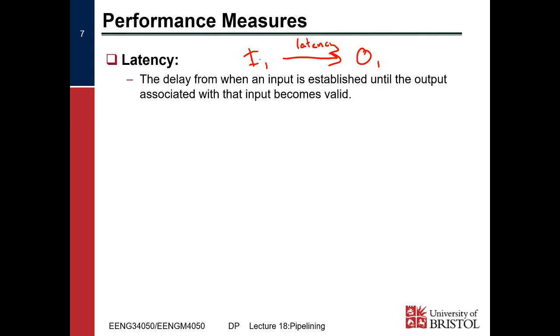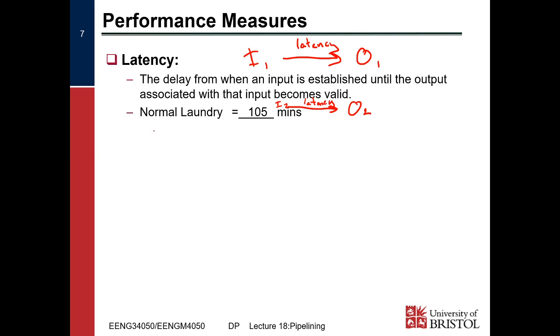So we give it an input, I1. After the latency, it'll give us our output, O1. We give it the input, I2. After the latency, it'll give us the O2 output. For normal laundry, the latency is 105 minutes. We do our washing, then our drying, which is 45 plus 60, 105 minutes.